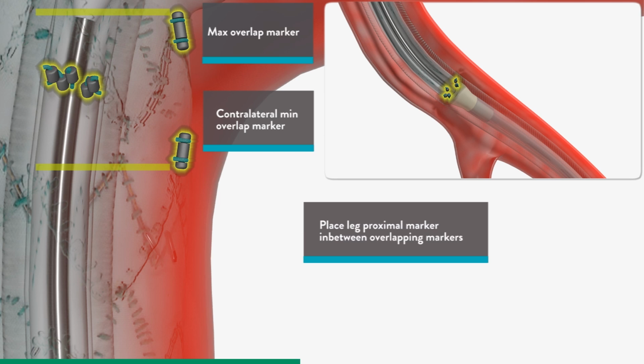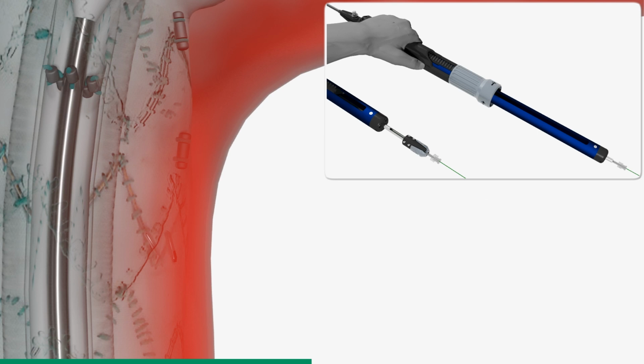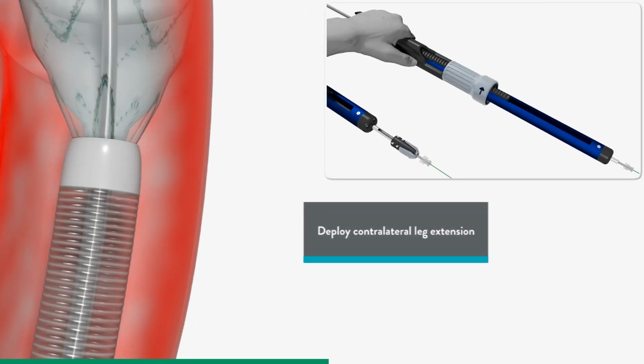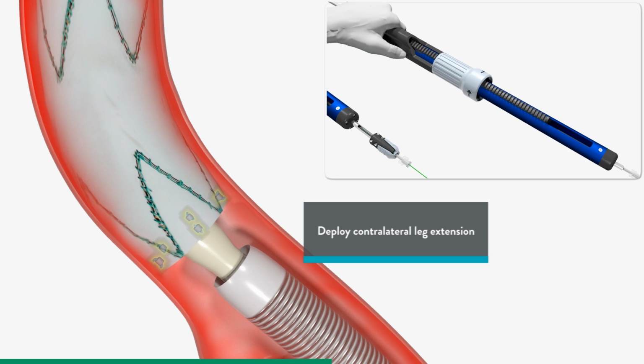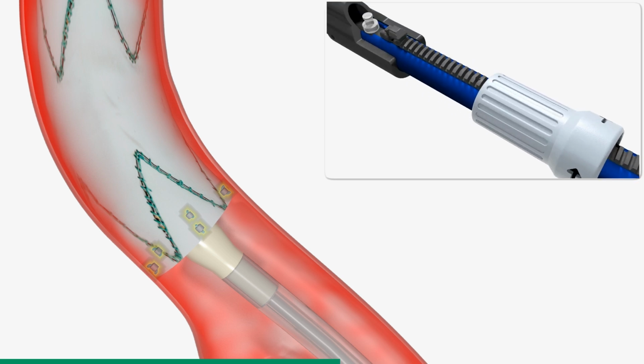To deploy the leg extension stent graft, hold the stationary grip and rotate the turn knob in the direction of the arrow to start initial deployment of the leg extension stent graft. Observe the proximal end of the stent graft as it starts to deploy to ensure the markers are within the overlap zone. Completely retract the leg extension sheath until the leg extension stent graft is completely deployed. Observe the distal markers on the leg extension to ensure the sheath clears the stent graft.